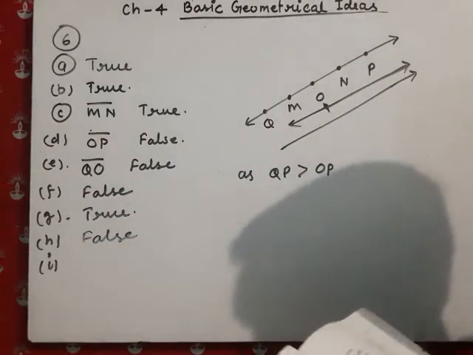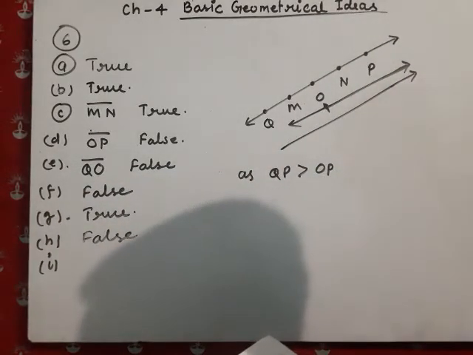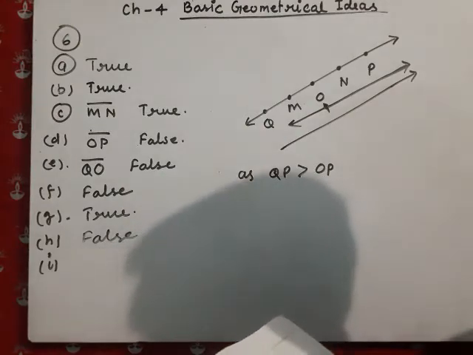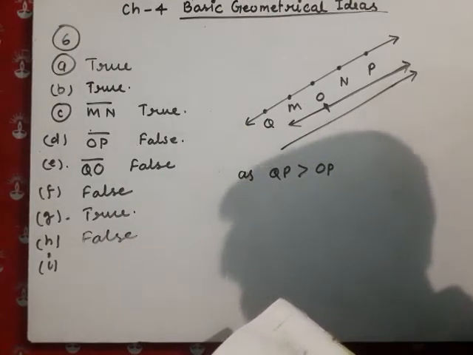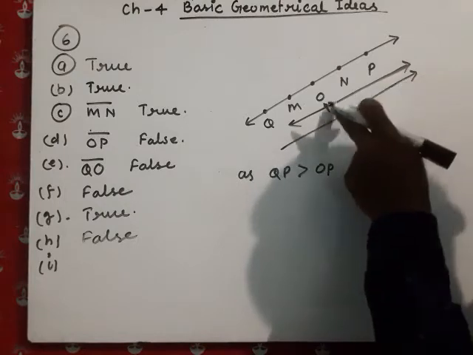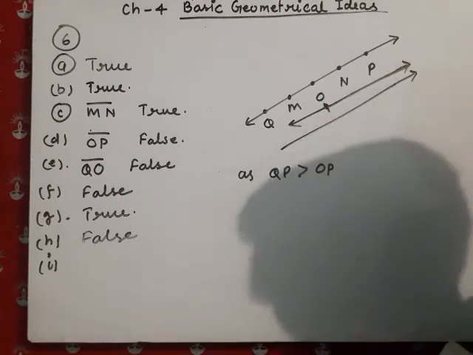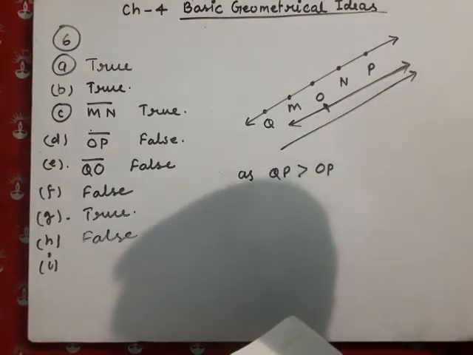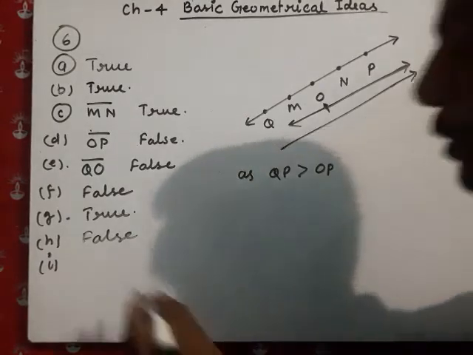Now going to the I part. The I part question is saying that ray OM is not opposite to ray OP. But OM and OP are opposite, and the question is saying that they are not opposite. So that means this is also false.